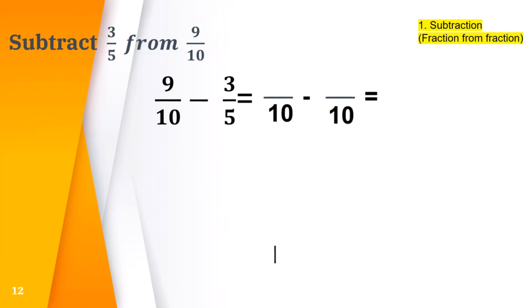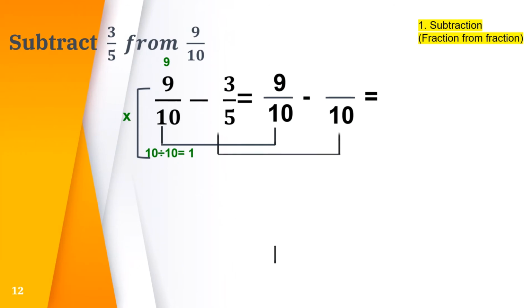Next ay i-divide naman natin siya. So, 10 divided by 10 equals 1. Multiply natin sa numerator. 1 times 9 equals 9. Next naman, 10 divided by 5 equals 2. Then multiply natin sa numerator. 2 times 3 equals 6. So, ang similar fraction na ngayon natin ay 9/10 at saka 6/10.